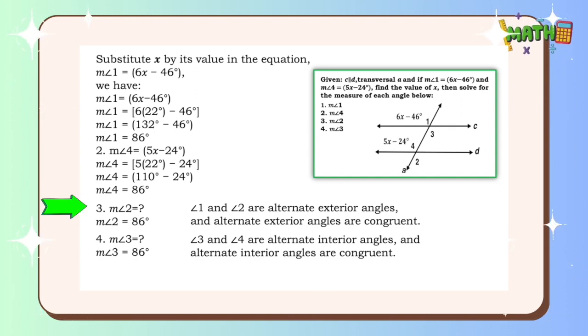Number 3, we are asked to find the measure of angle 2. Angle 1 and angle 2 are alternate exterior angles. So the measure of angle 2 is also 86 degrees. And number 4, we are asked to find the measure of angle 3. Angle 3 and angle 4 are alternate interior angles. So the measure of angle 3 is also 86 degrees.